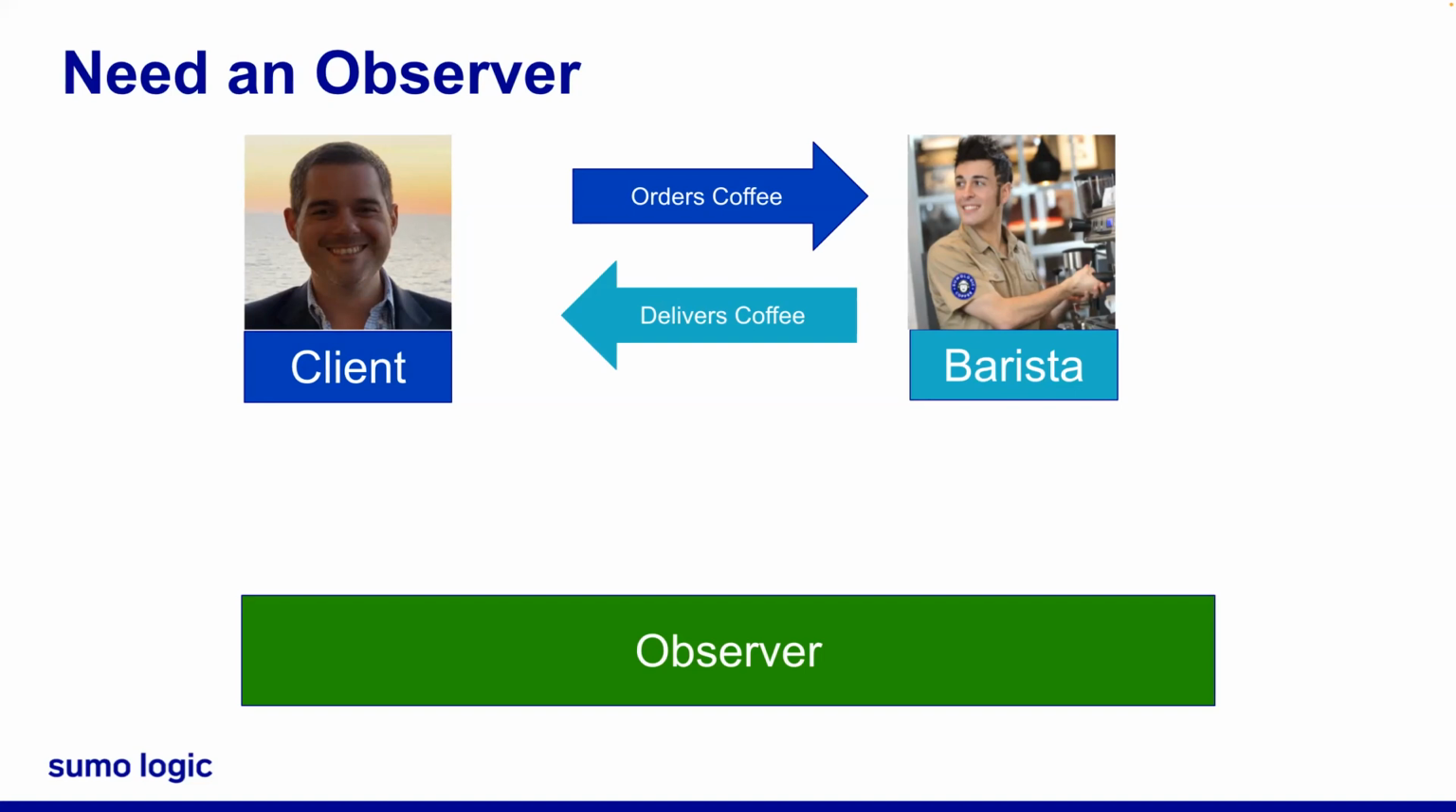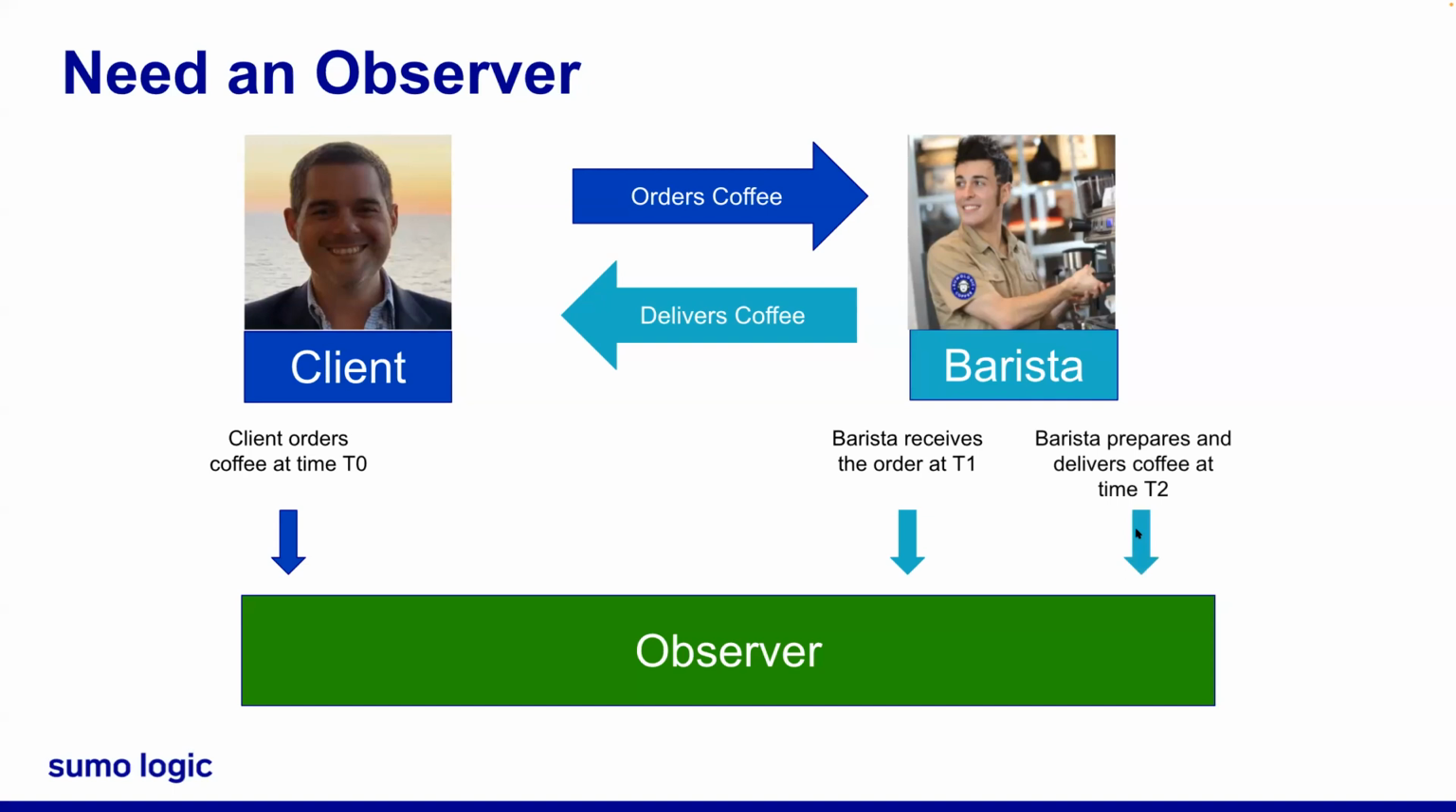And they are going to report the time that data is sent back and forth. So what we're starting to see is the observer is keeping track of when things occurred. At time 0, Abel places his order for the cup of coffee. At time 1, the barista is receiving that order. At time 2, the barista is preparing and delivering the cup of coffee. And then at time 3, the coffee has now been received by Abel. So it's gone from the barista to the client.